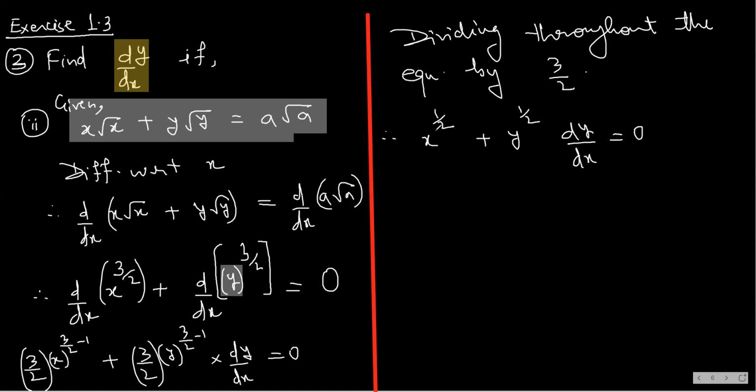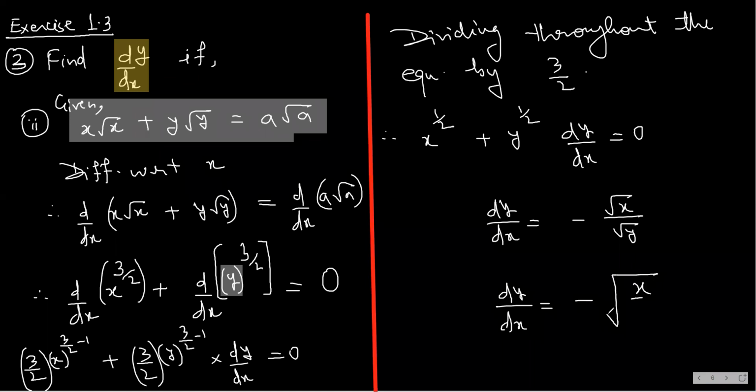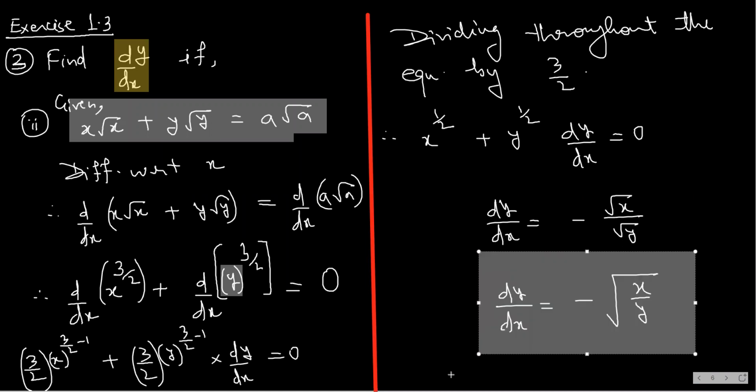So we have now this x raised to 1 by 2 is root x. And this is root y. So the final answer is dy by dx is equal to minus of root x upon root y. This root x will go there, so you will get minus root x, and then since it is dy by dx is multiplied by this, so this root y will go in the denominator. So dy by dx is negative square root of x upon y. This is final answer. I hope you all have followed this.